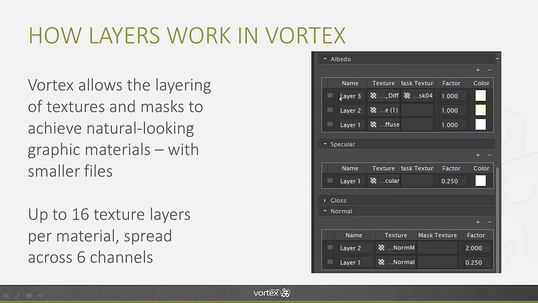When you look at a graphics material with multiple layers per channel, that's what it will look like. So you have the names of your layers, and the top one will be the first one that shows. All of the others below it will show based on the mask that you use and the different alpha settings that you use.